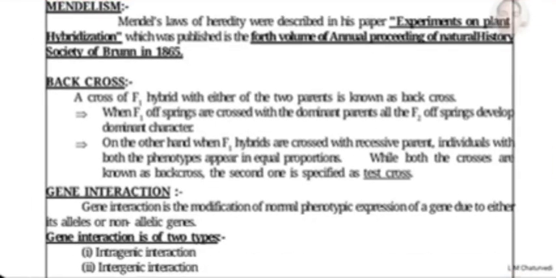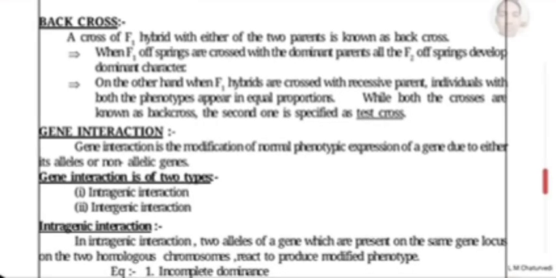So what is back cross? When we make the cross between P1 generation and F1 generation, it is called back cross. Back cross is used to identify the genotype of parents as well as offspring. But when we make the cross between F1 generation and recessive parents, it is called test cross, because such a cross is used to identify the genotype of F1 generation.